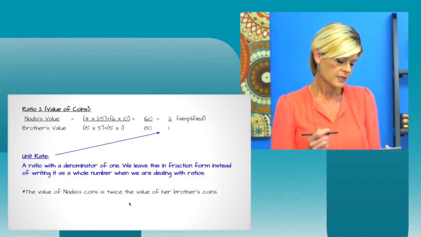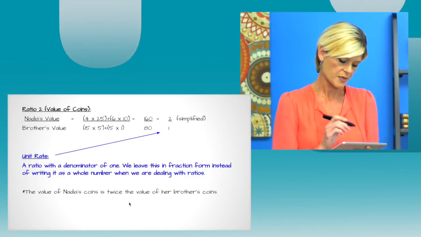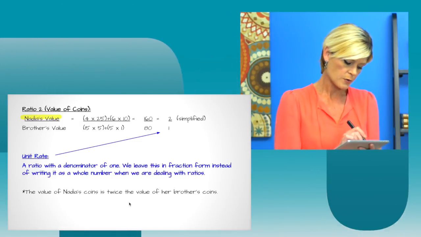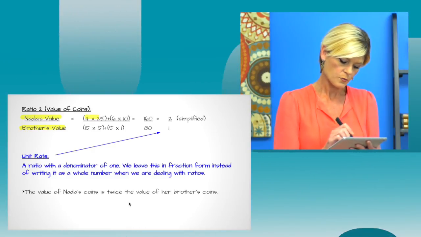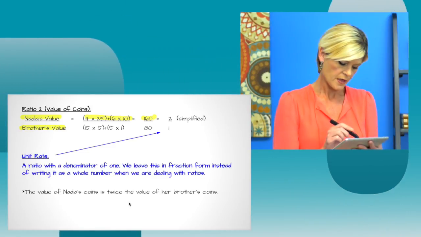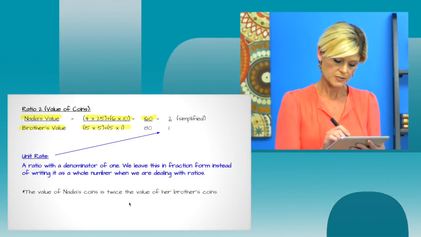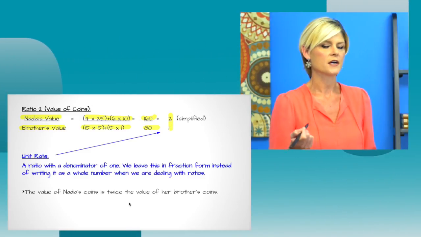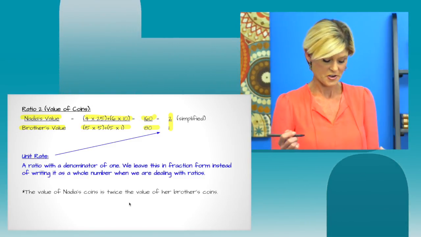However, let's take a look at what happens when we compare the value of the coins in a ratio format. So we'll compare the value of Nadia's coins to her brother's value of coins. So we have Nadia's value, 4 times 25 plus 6 times 10, and that gives us 160 cents, or $1.60. And we have her brother's value, which is 15 times 5 plus 5 times 1, which is 80. And then we simplify that, and look at that, the tables have turned. The value of Nadia's coins is twice as much as the value of her little brother's coins. So he, in fact, is not getting a very good deal.